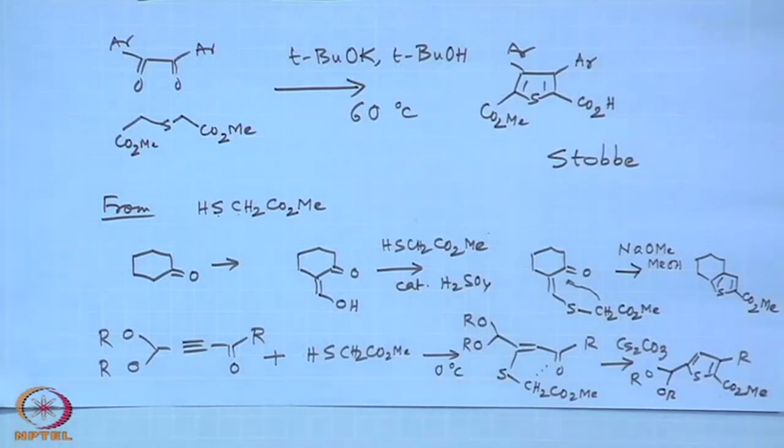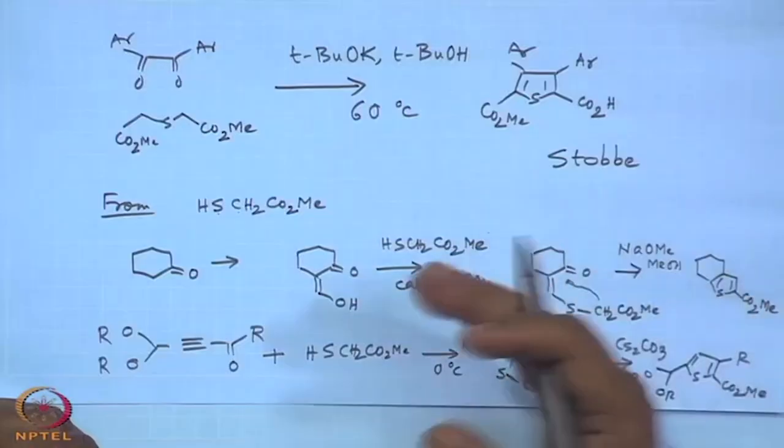Now if you do not want to have the carboxylic acid esters here, what you have to do is just hydrolyze and then do decarboxylation. Decarboxylation is not that easy, it requires very high temperature, the copper quinoline method, right? Carboxylic acid, copper quinoline, that gives you the decarboxylation.